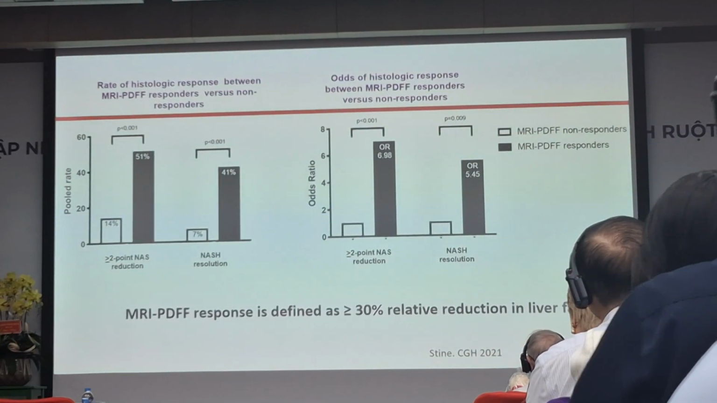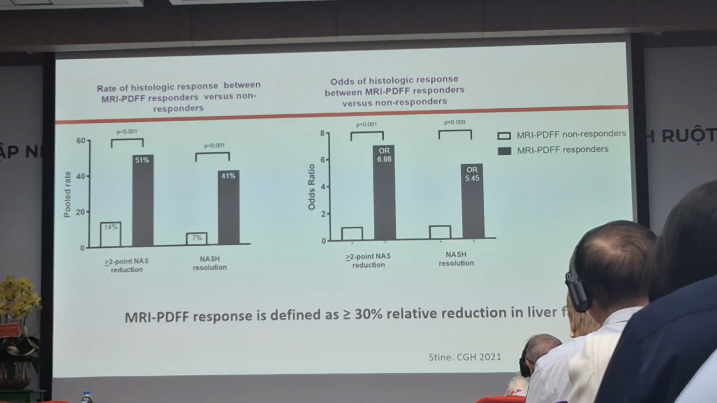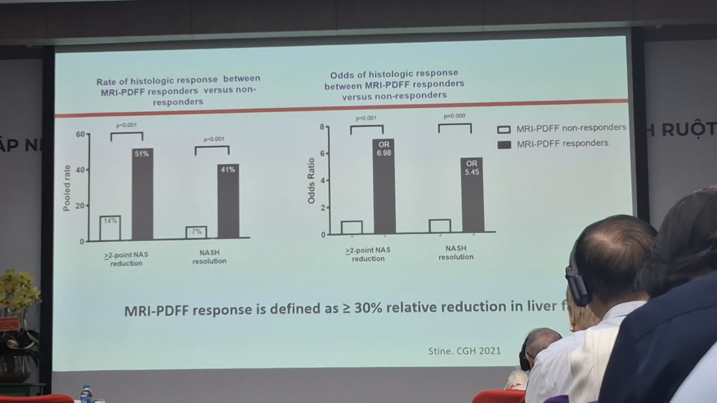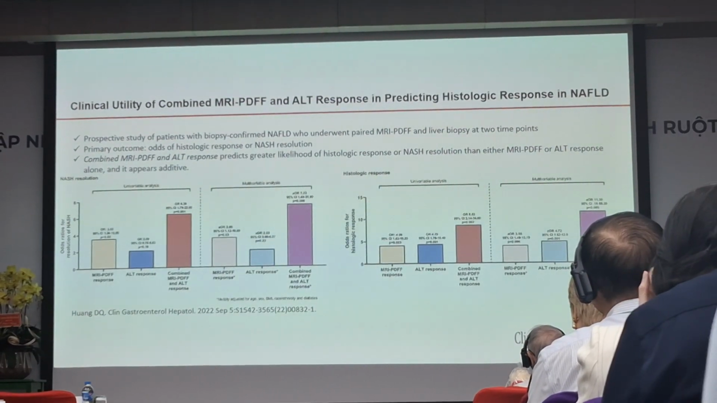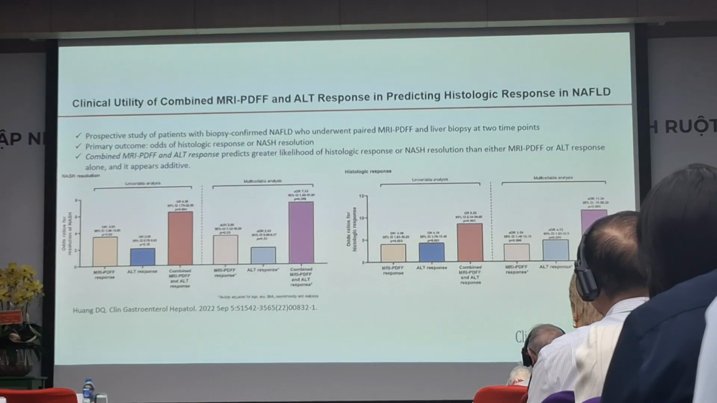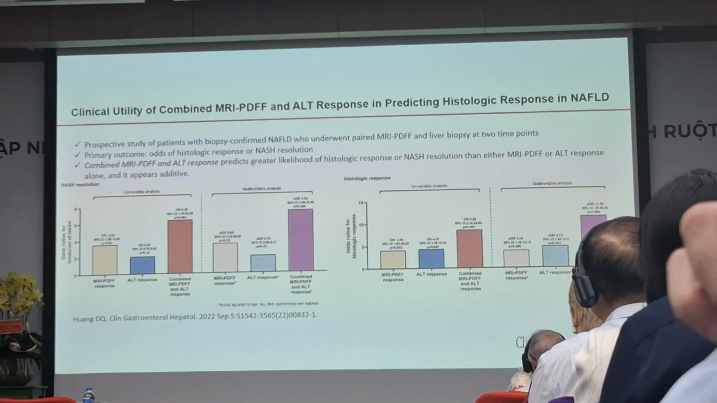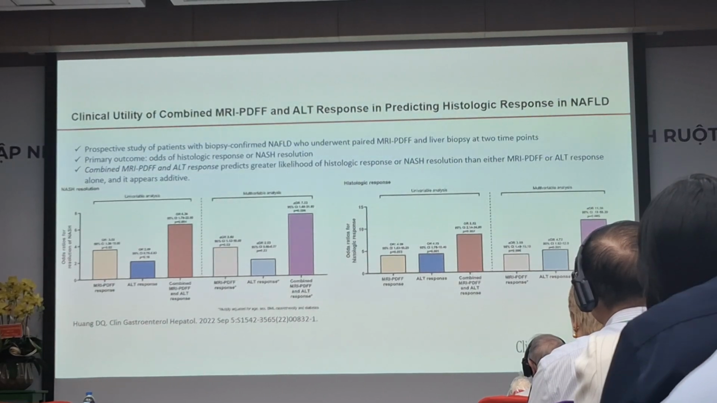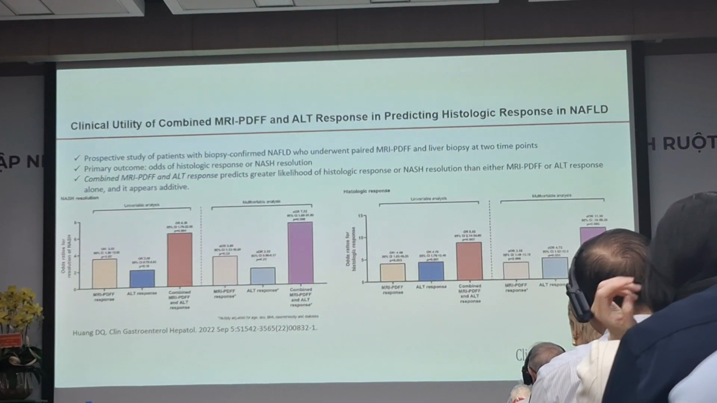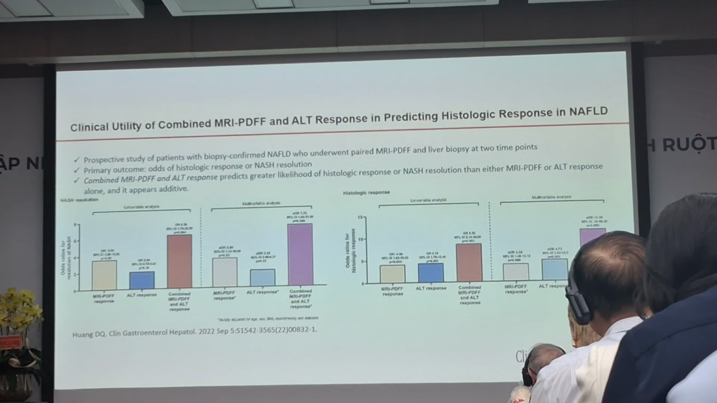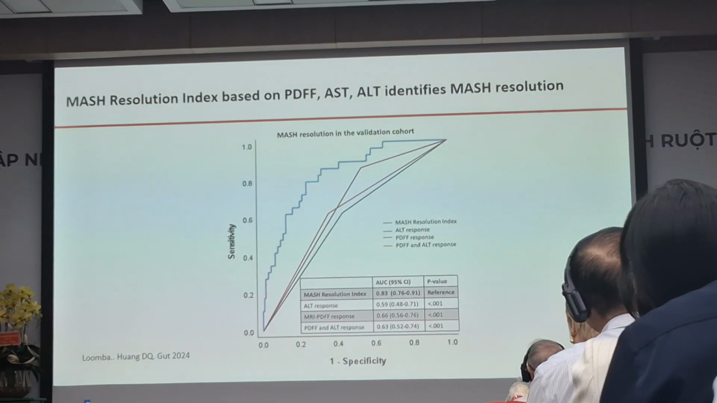So for example, if you MRI the patient twice, before and after treatment, if the amount of fat in the liver drops by 30%, then that is associated with MASH resolution. If you do their ALT, so you do LFT before and after treatment, and if the ALT drops by 17, that is also a sign that the patient is responding to the MASH treatment. And if you combine these two, so if the patient has both a drop in ALT by 17 and the amount of fat in the liver drops by 30%, then these patients have the highest association with MASH resolution.